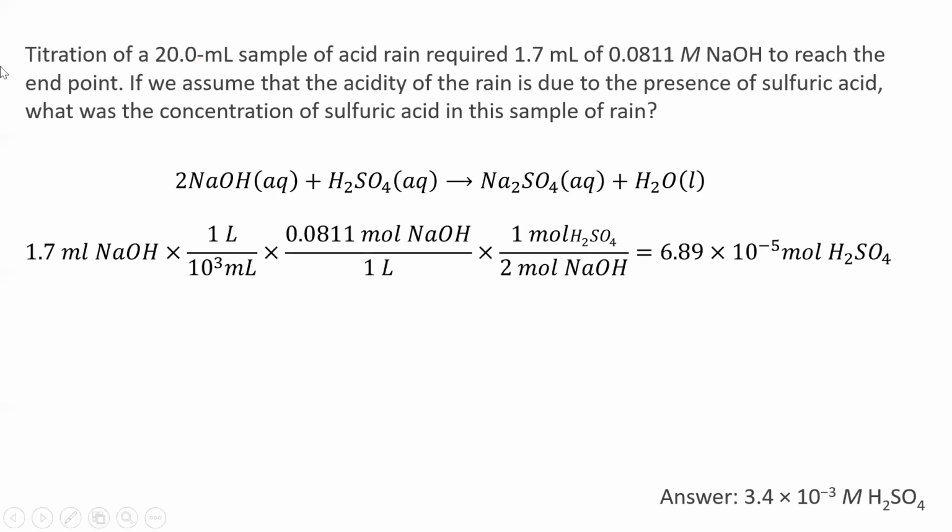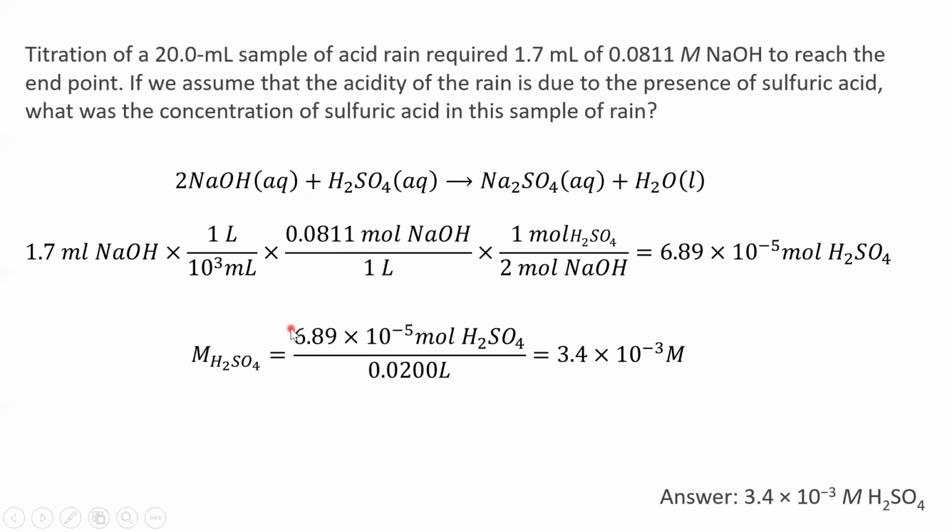All right, so let's see how we did. So if we take the 1.7 milliliters of sodium hydroxide and convert that to liters, you don't necessarily have to show this step. And then we take the volume and multiply it by the molarity. That'll give us the moles of sodium hydroxide. It's a 2:1 mole ratio to get to sulfuric acid. So we have 6.89 times 10 to the minus 5 moles of sulfuric acid. Okay, we want the molarity. So that would be the moles divided by the 20 milliliter sample.